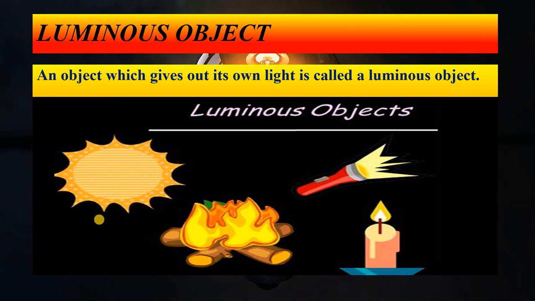Now, since the luminous objects give out their own light, they can be seen even in the dark. Why can they be seen? Because the light given out by them enters our eyes. For example, we can see the sun. Why? Because the light given out by the sun enters our eyes. Similarly, we can see an electric bulb at night when it is switched on, because the light given out by the glowing bulb enters our eyes.